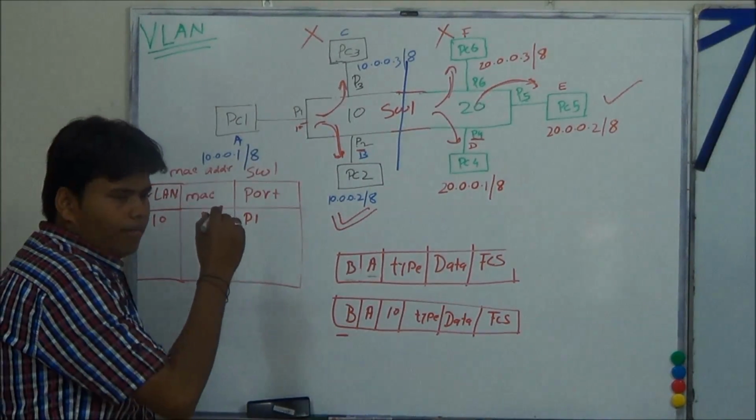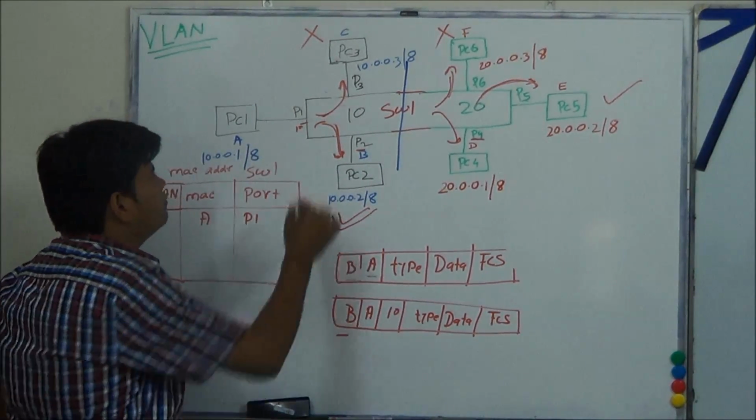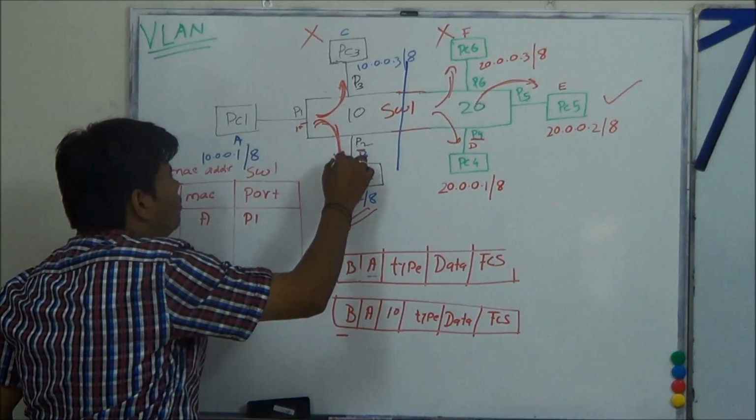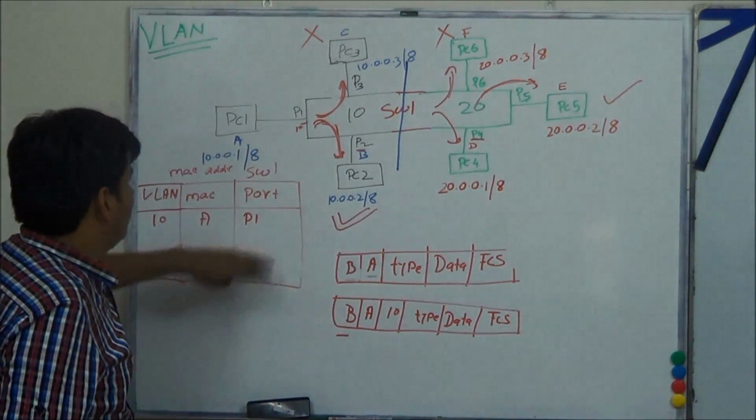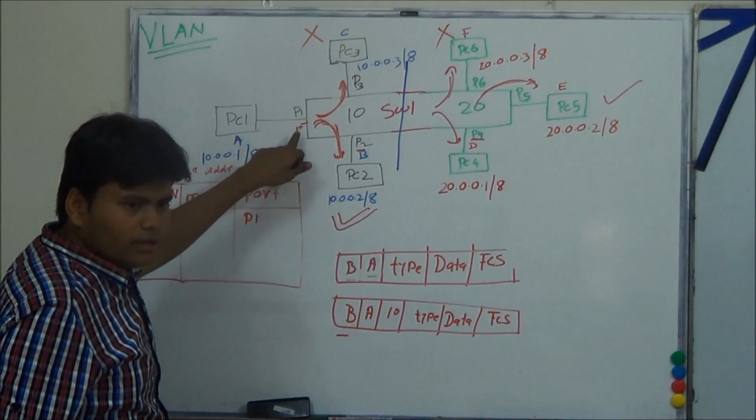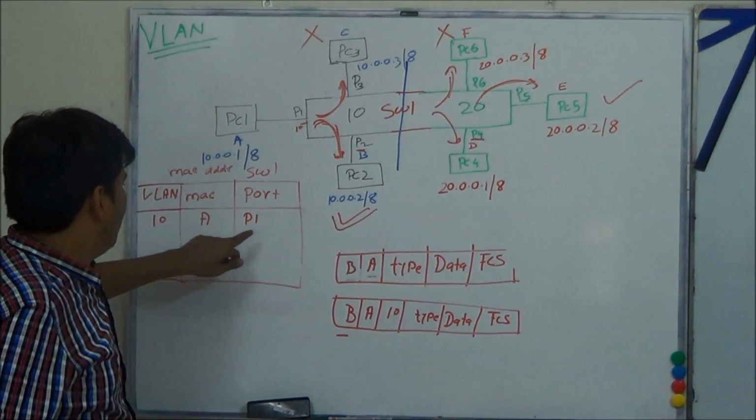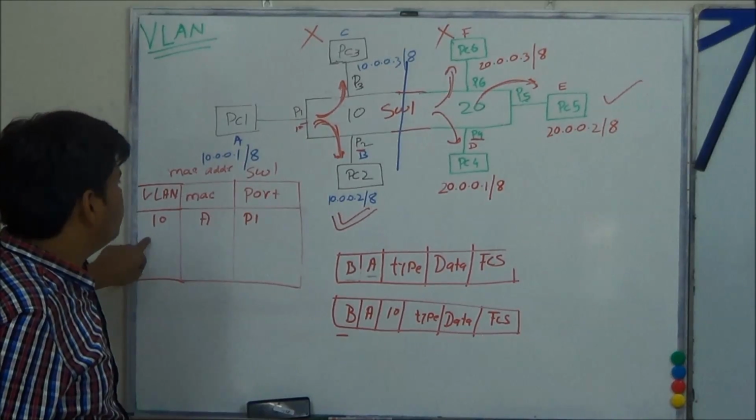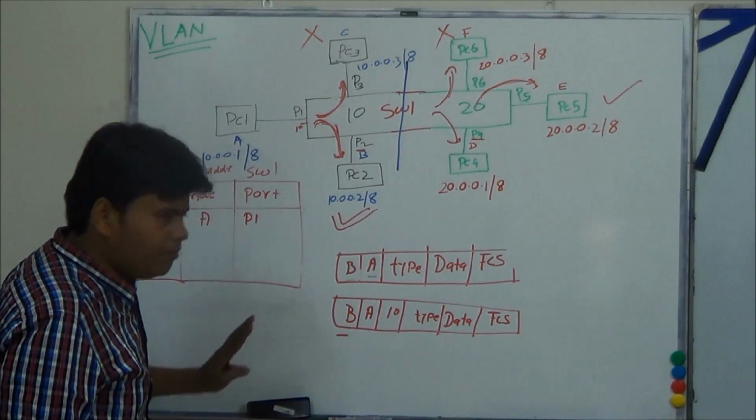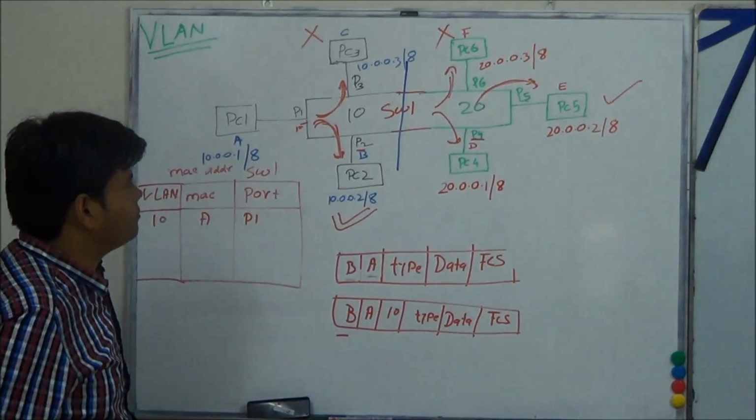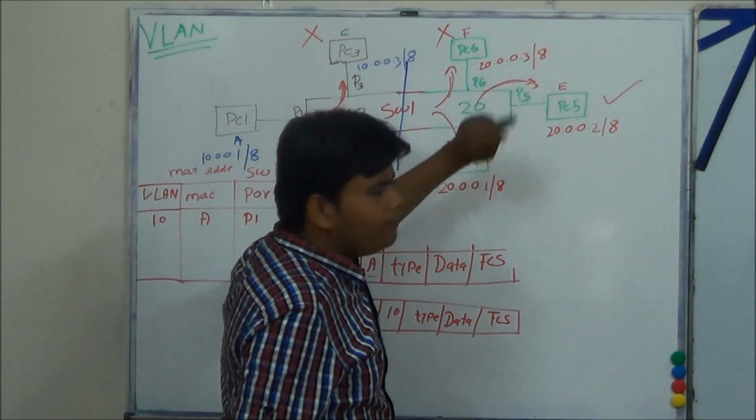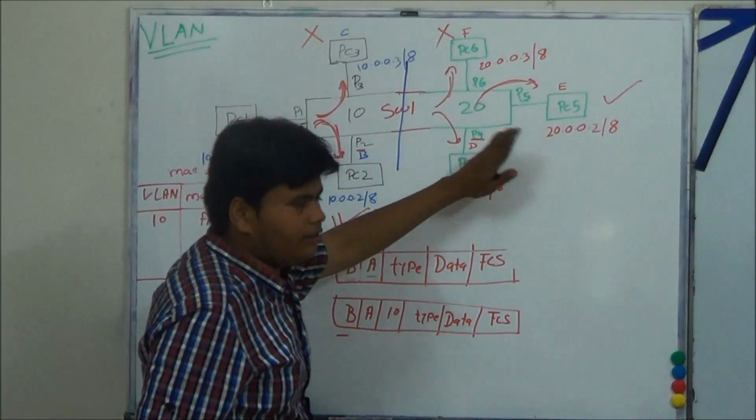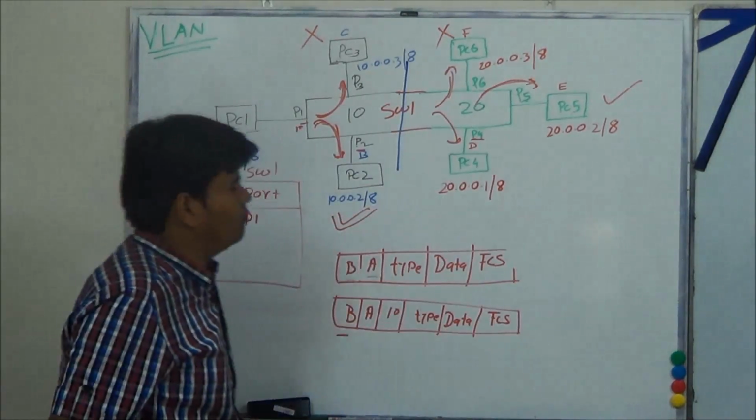So the switch will flood the frame at port P3 and P2 only, because these two are in VLAN 10, and port P1, which learned the MAC address, is also in VLAN 10. So it will flood the frame in VLAN 10 only, but not at ports P4, P5 and P6, because they are in another VLAN. They are in VLAN 20.